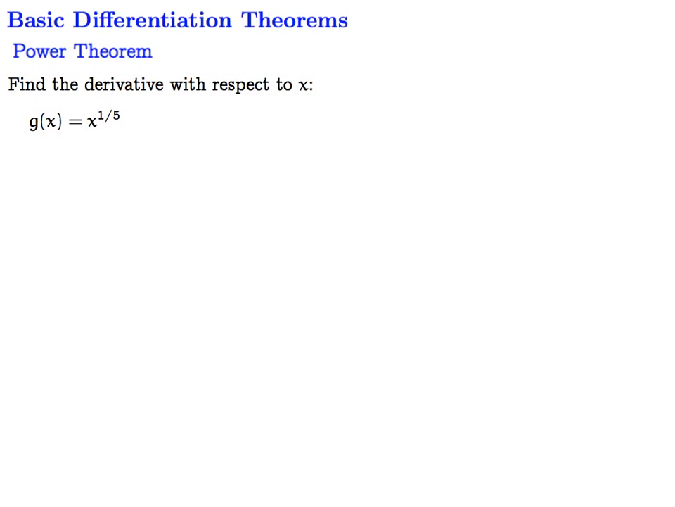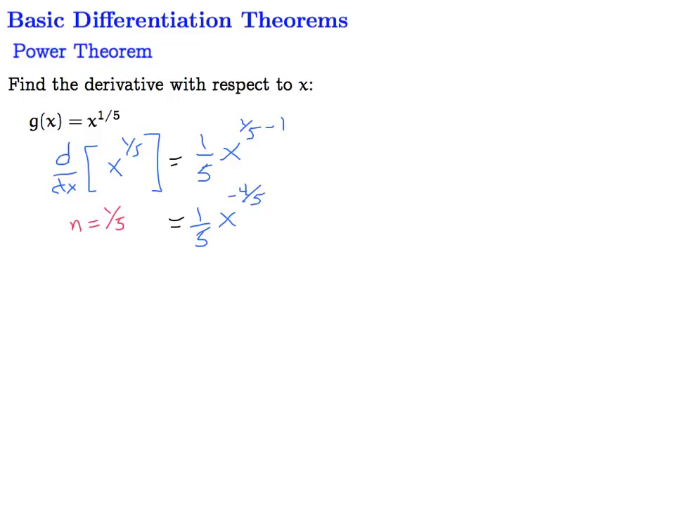So let's try to find the derivative with respect to x of the function g of x equals x to the 1/5. So we go ahead and we set this up that we're going to take the derivative. And now the key is that in this case, n, our exponent, is 1/5. So what we need to do is bring this down in front. So we end up with 1/5 x to the 1/5 power minus 1. Here's the place where we always want to be careful with our arithmetic. You remember that 1/5 minus 1 is going to be -4/5. And so this right here is our answer.